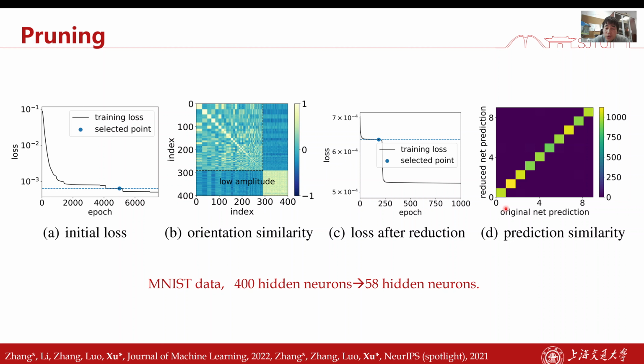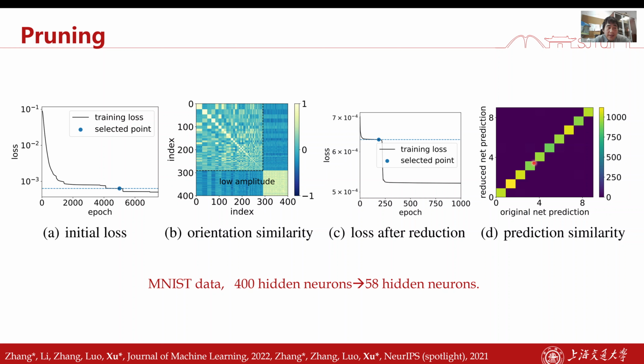Indicates the original network prediction and the reduced network prediction are exactly the same. And now these colors are different because the samples that the neural network predicts as each category are different. So there is some difference in the colors, but we can see that they are all concentrated on this diagonal, meaning the reduced one and the original one are the same.